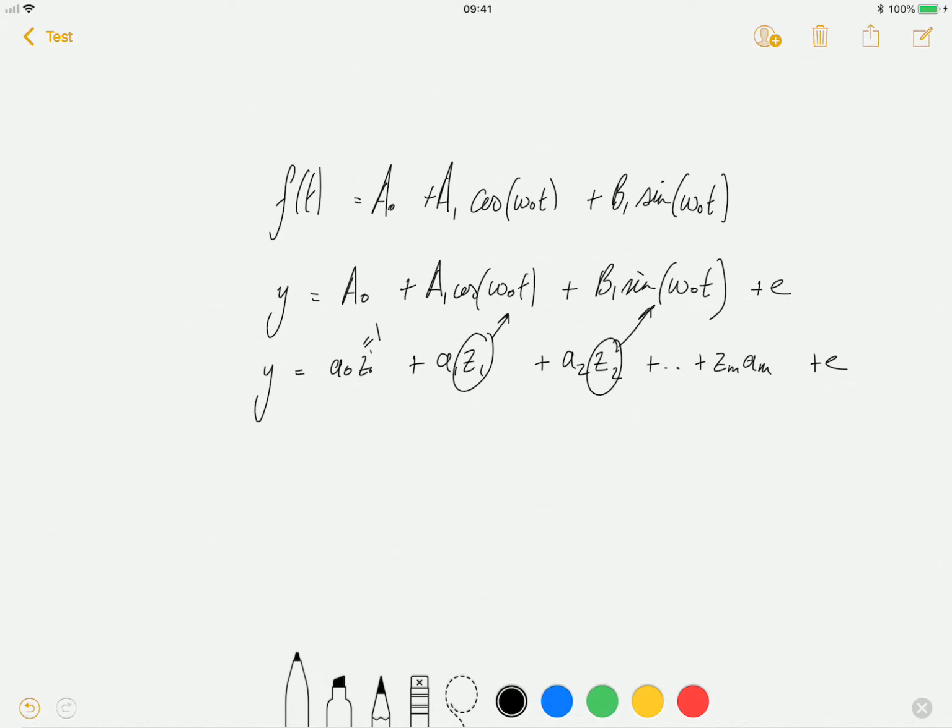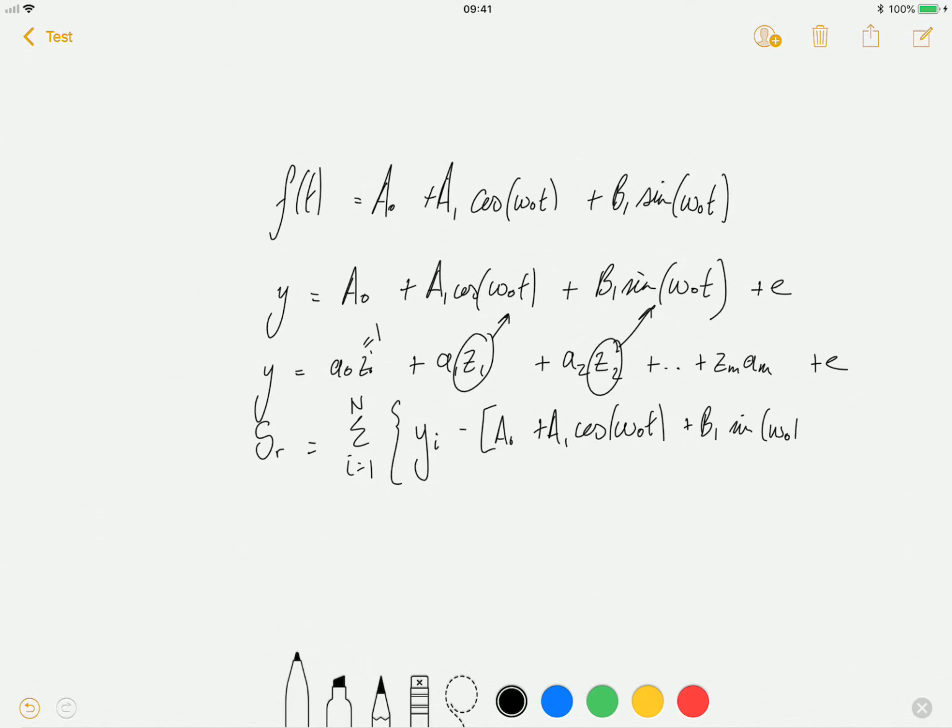Alright, so we can rearrange this to have the sum of squares of the residual, that is the sum from i equals 1 to n data points of yi minus a0 plus a1 cos omega naught t plus b1 sine omega naught t, and that is all squared.